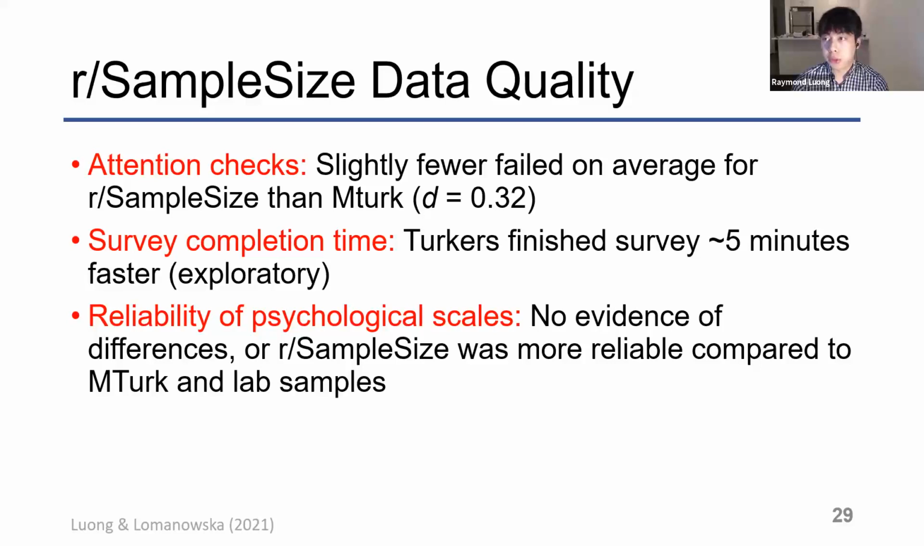And as we saw in the previous research, they measured the reliability of the psychological scales used in Sample Size. Here we found no evidence of differences, or that Sample Size was actually more reliable psychometrically compared to MTurk and lab samples. The reliability analyses are one I'll note where the sensitivity was not the same as the other analyses, not small to medium, but less sensitive. So that's something to keep in mind for these analyses.